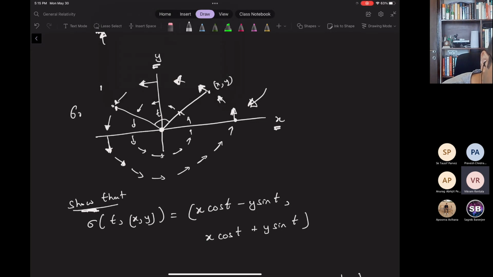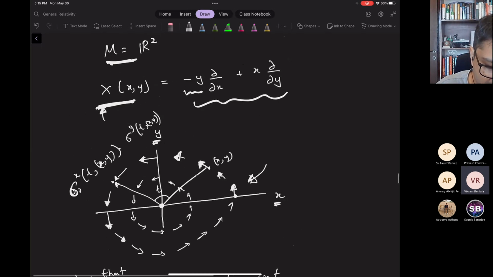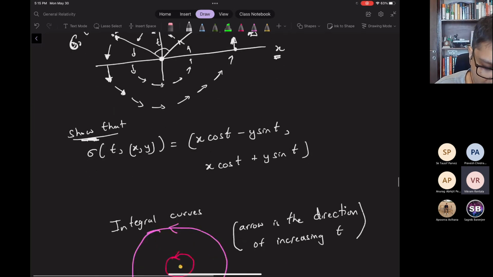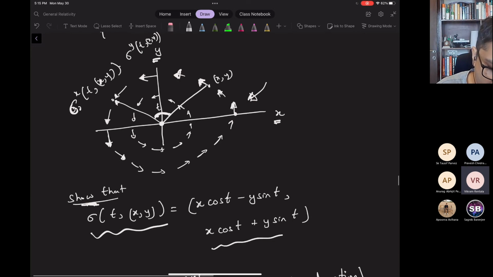my new coordinates are sigma upper x at t, when I started at the point x y, and sigma upper y at t, when I started at the point x y. So given that I started here, I can tell you where I end up, and there's a unique sigma given this vector field X. And you can show by solving those differential equations that you would get x cos t minus y sin t, x cos t plus y sin t, which would exactly be what I told you, rotating this point by an angle t.